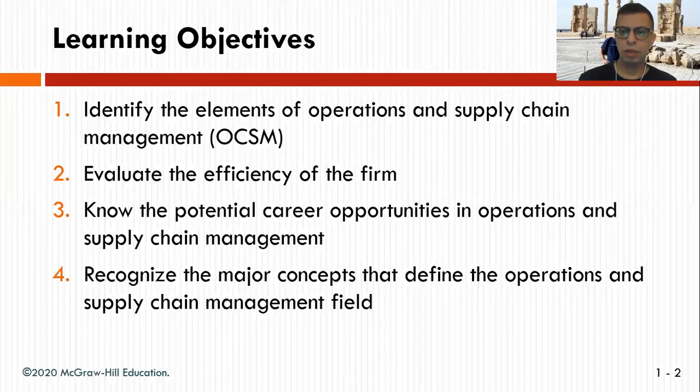Now, the objective of this chapter one is to identify the elements of operation and supply chain management. We will evaluate the efficiency of the firm, know the potential career opportunities in operation and supply chain management, and recognize the major concepts that define the operation and supply chain management field.